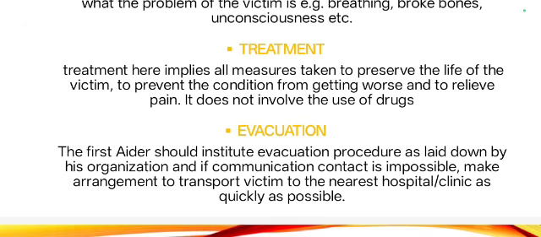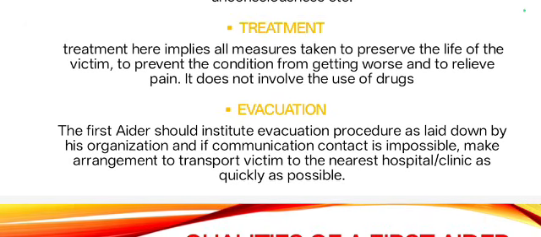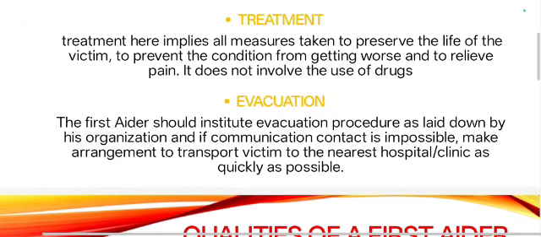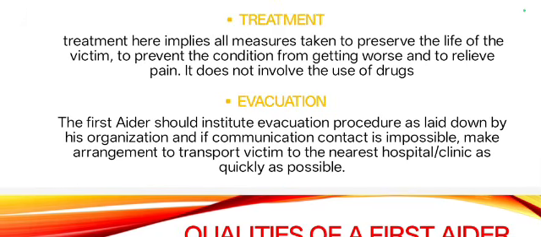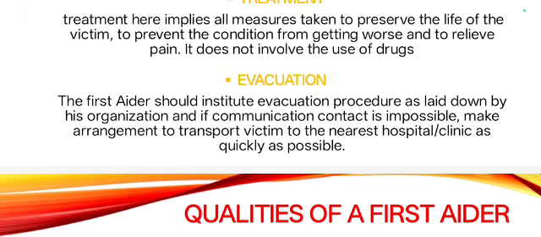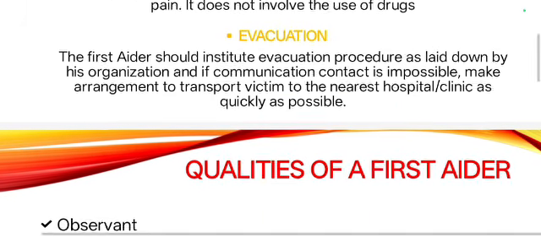Number four, three is evacuation. A first aider should institute evacuation procedure as laid down by the organization, and if communication contact is impossible, make arrangements to transport the victim to the nearest hospital or clinic as quickly as possible. If you have contacted the relations, the family, and it's not possible, make use of transport and move the victim to the nearest hospital.